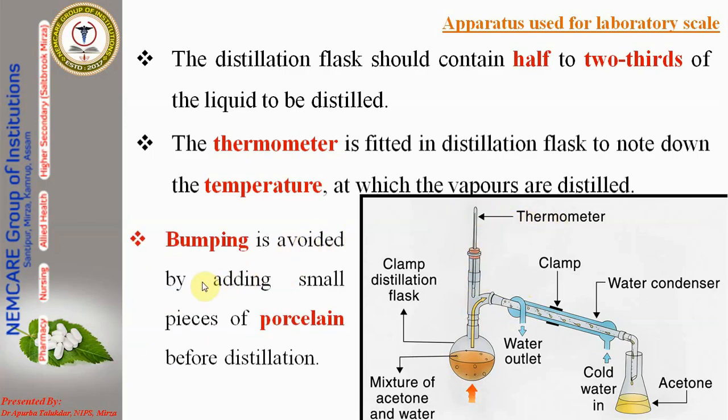Bumping is avoided by adding small pieces of porcelain before distillation. So in this distillation flask, or in the still, when heat is applied, there will be a formation of bubbles, which is called bumping. That bumping can be minimized by adding some small pieces of porcelain to the liquid that we are going to heat. Because of that porcelain, the bumping will be stopped.